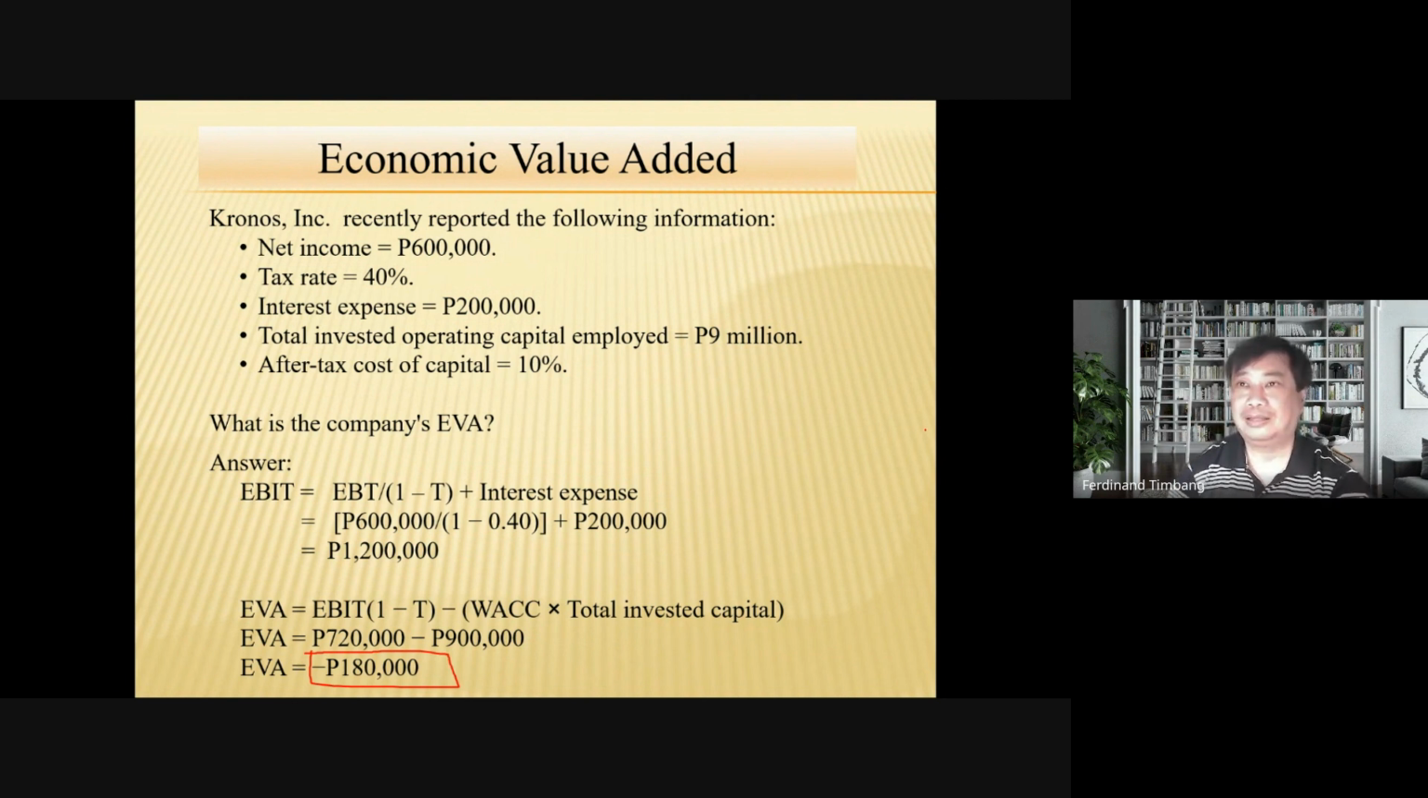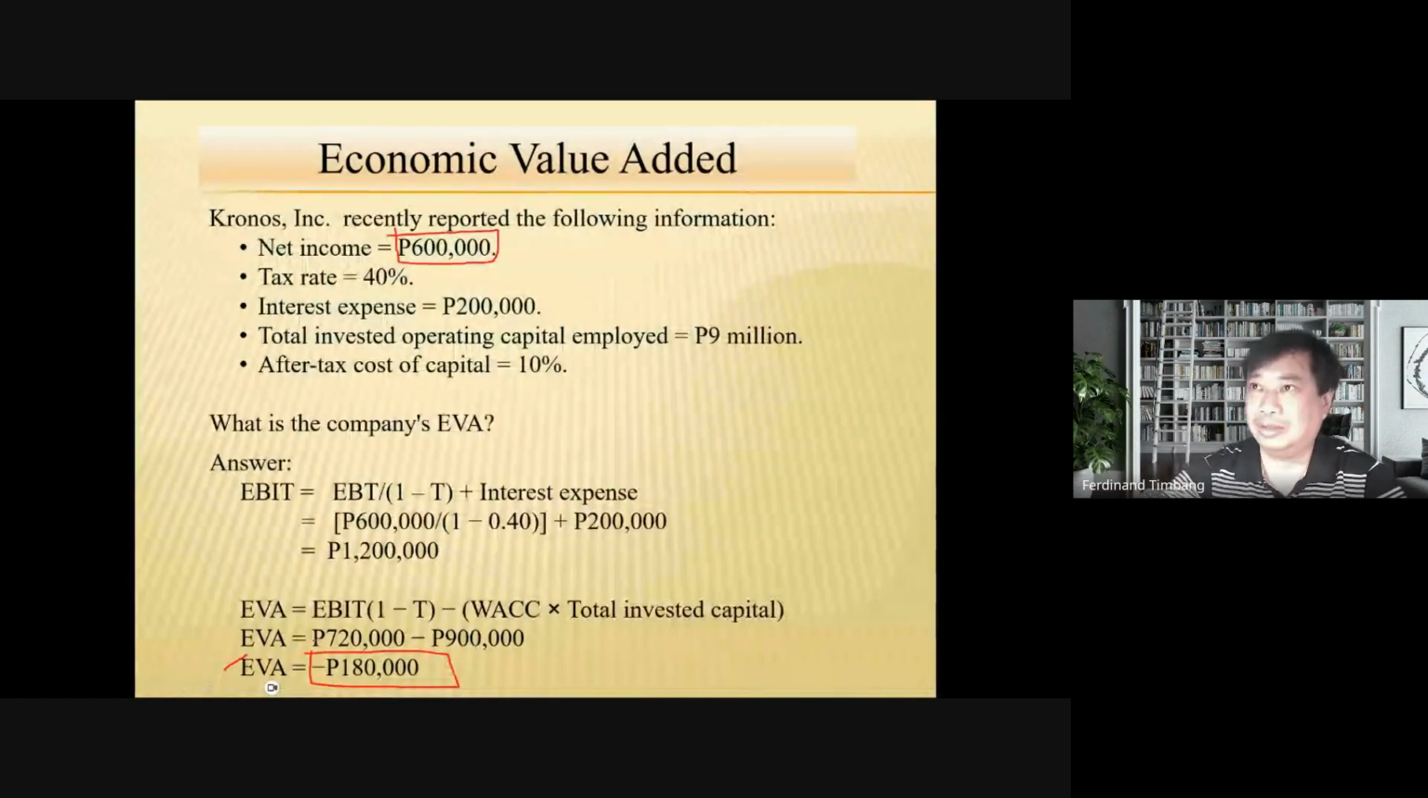Even though the company had a net income of 600,000, there is no economic value added to the owners. What the economists are saying is that what is important is that this EVA should be positive to have economic value for the company. If the economic value added is negative, then there is no added value. You should not look only at the net income. Okay, that's the end.